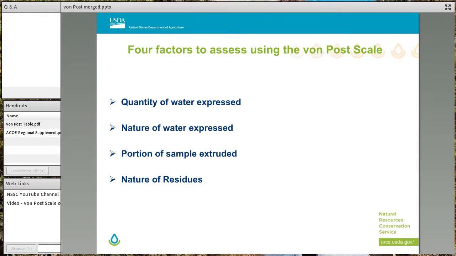Third, we look at the portion of the sample extruded. How much of the sample is extruded between the fingers and the palm as a percent of the whole sample? And finally, we look at the nature of the residues. What percent of the remaining sample not extruded between the fingers and palm is fibrous versus amorphous?